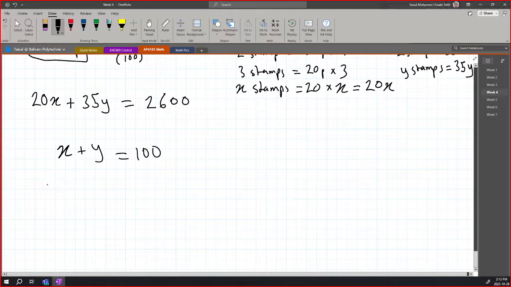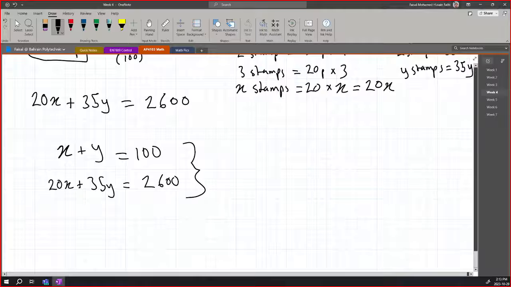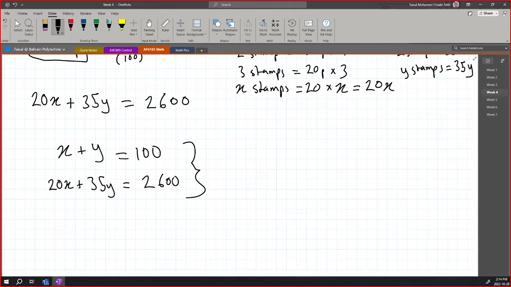x plus y is equal to 100, 20x plus 35y is equal to 2600. And then you solve. Do you want me to solve it, or do you know how to solve it mathematically? Because I just move on to the next equation, like I just explained previously. If you prefer I solve it, I don't mind. But I prefer we move on so we try to cover as many questions as we can and properly finish simultaneous.